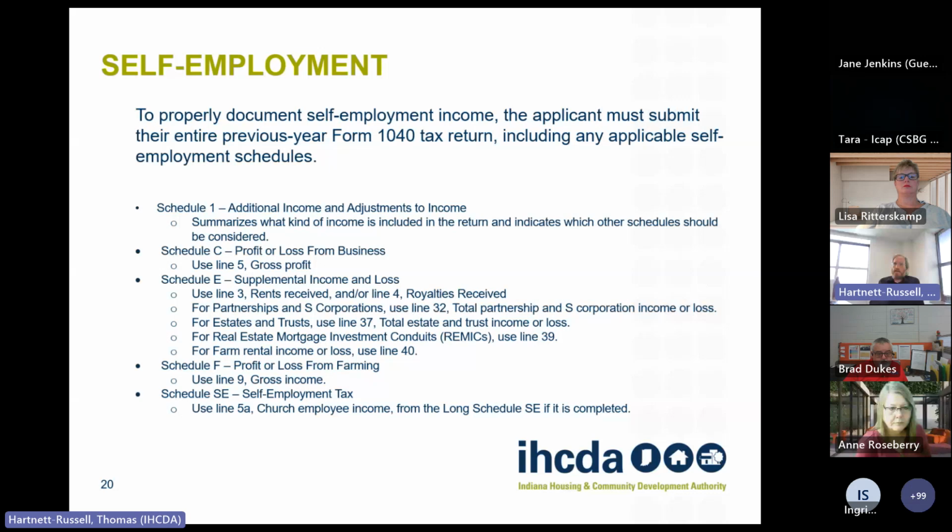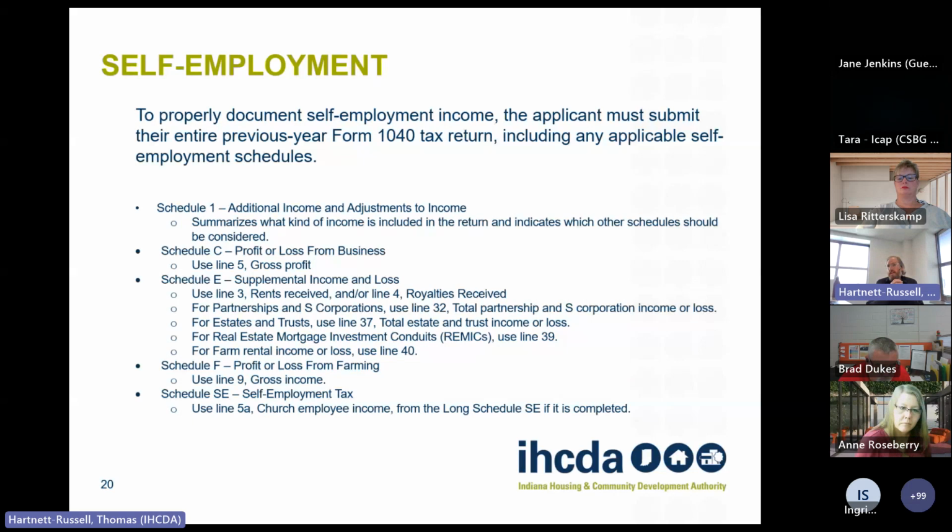So whenever anyone has any self-employment income that they're paying taxes on, you should always first look for a Schedule 1. Schedule 1 is the additional income and adjustments to income. The Schedule 1 is going to summarize what kind of income is included in the return, and it essentially is going to indicate what other schedules you should be looking for. As far as those other schedules, the ones we are interested in are Schedules C, E, F, or SE. So Schedule C is profit or loss from business. That's the one you're going to see most frequently.